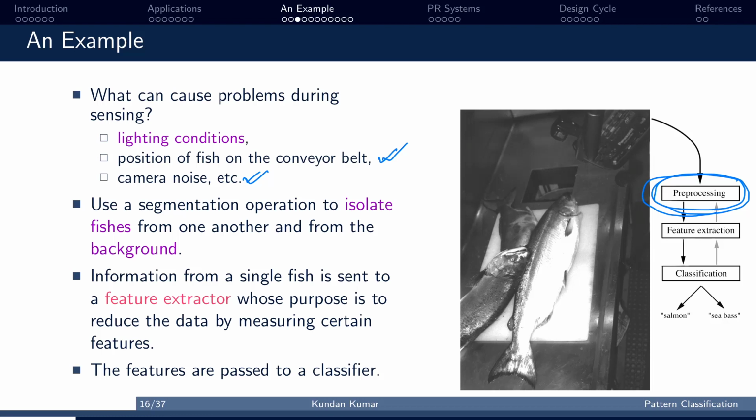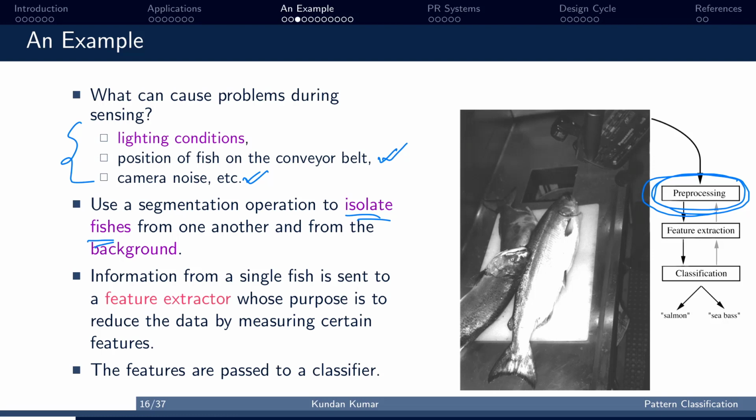So these things come under the pre-processing. To make this problem simple, we can do one more thing: we can isolate the fish, because when we have multiple fish that overlap, it will be difficult to extract the features. So for this problem, we can put the fish on the conveyor belt and those fish will be isolated, so that it will be easier to distinguish the fish and easier to extract those features.